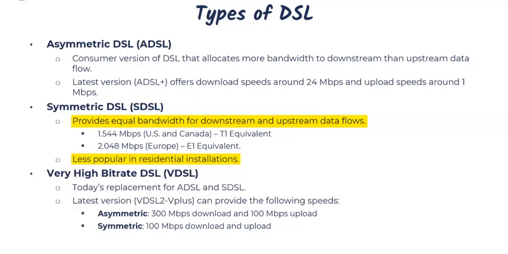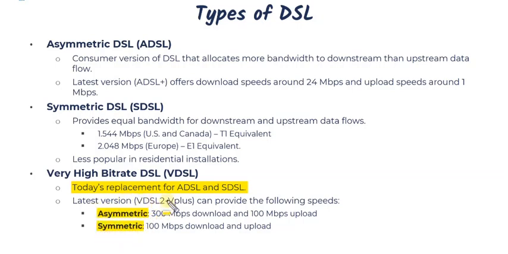So let's lastly talk about the very high bitrate DSL, because that is our modern replacement for ADSL and SDSL, our asymmetric and symmetric DSL. Well, why is that? Well, in terms of very high bitrate DSL, the speeds that it can offer are going to be much higher than the other two. So for VDSL, it can offer an asymmetric option or a symmetric option. And for the VDSL2 Plus version, the asymmetric option offers 300 megabits per second download speeds and 100 megabits per second upload speeds. And in terms of the symmetric option, it offers 100 megabits for both download and upload speeds. So if we compare these to the older versions of asymmetric DSL and symmetric DSL, this is a drastic improvement.